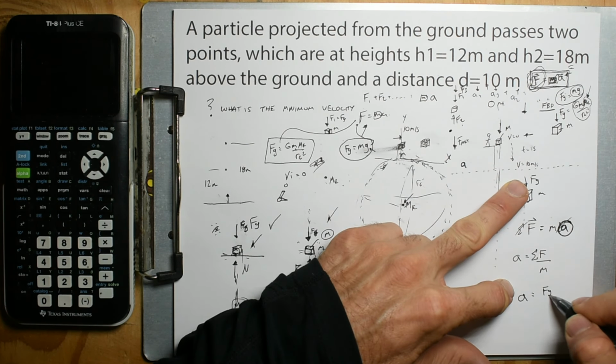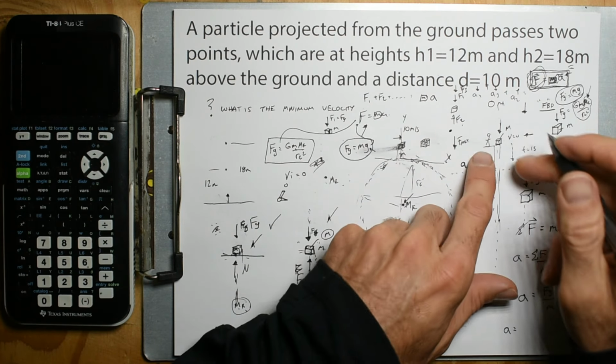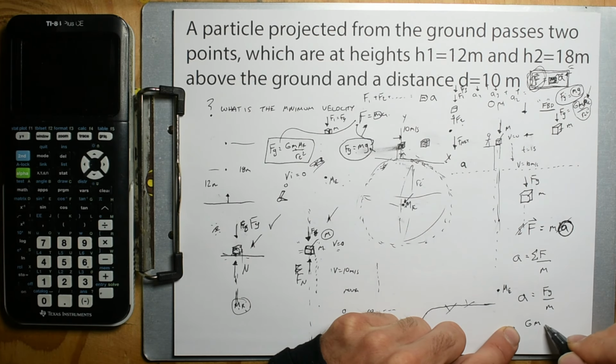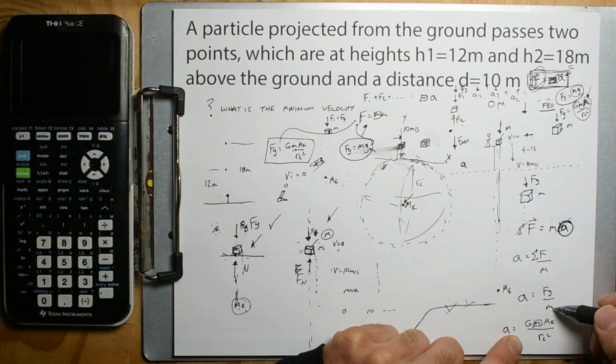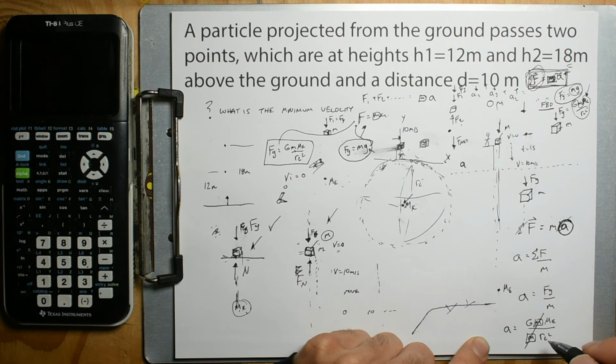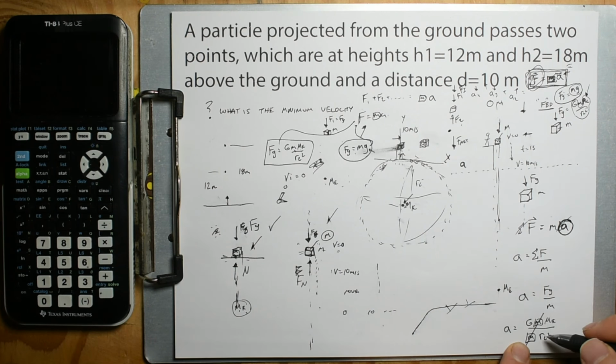and the acceleration is going to be the force of gravity divided by the mass. And what was the force of gravity for gravitational attraction? Gravitational constant, the mass that we're analyzing, mass of the Earth, divided by the radius of the Earth squared. We're also going to divide it by this mass. That's also the mass we're analyzing. Those cancel, and we can see that the acceleration of this is just gravitational constant, mass of the Earth, divided by the radius of the Earth squared.